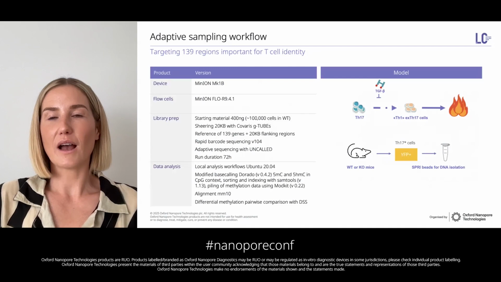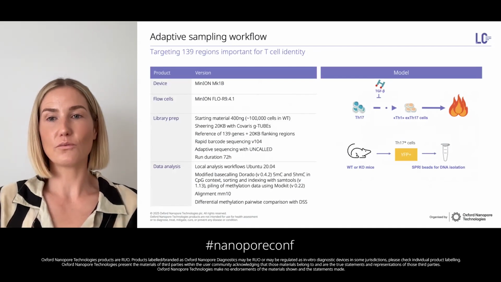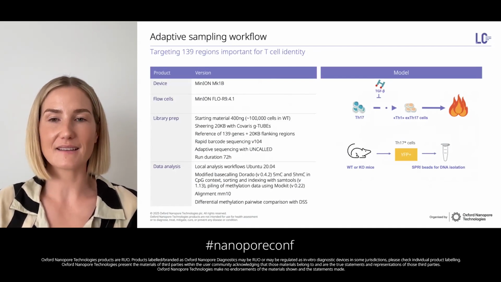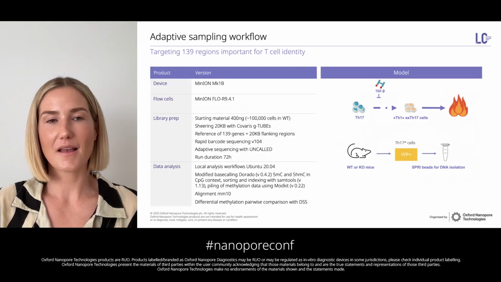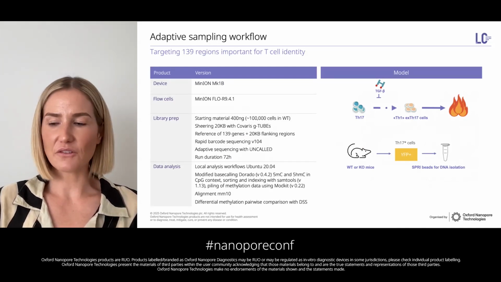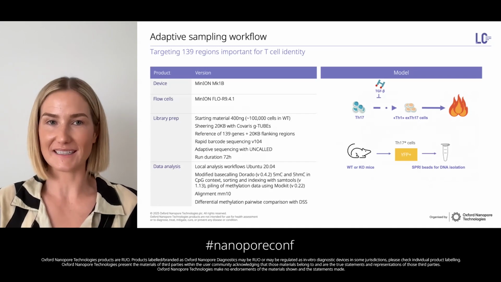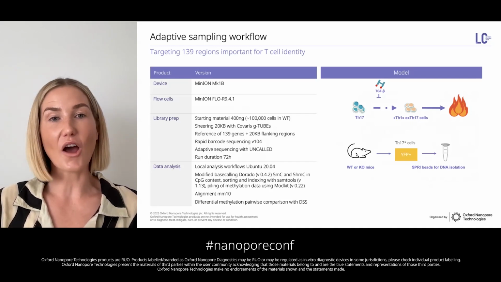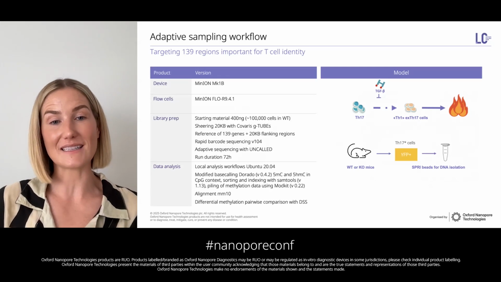So in this model, we have a mouse model whereby we can track if T cells have changed their phenotype. And these T cells are affiliated with inflammatory bowel disease. And so to study these cells, we developed an adaptive sampling workflow to target 139 regions that are important for T cell identity based on our single cell sequencing data.